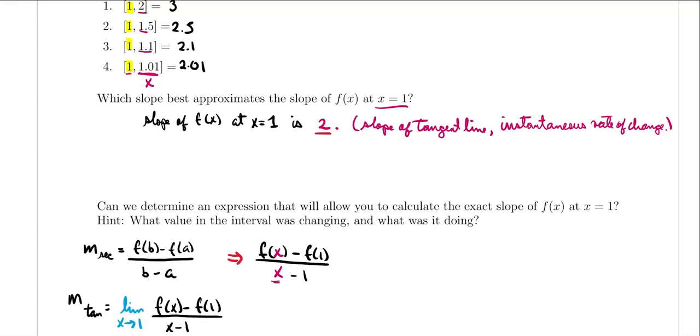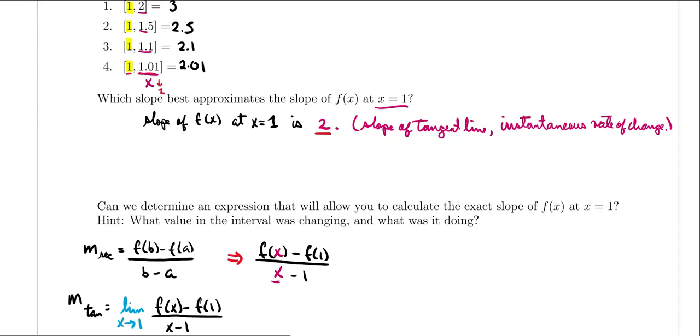Well, if you heard me use the word approaching quite a bit and thought about limits, then you'd be correct. We can actually modify the equation for the slope of a secant and turn it into the equation for the slope of a tangent with the use of limits. So in this case, when we were taking a look at the approximation for the slope of f of x at x equals 1, yes, our x values were getting closer and closer to 1.